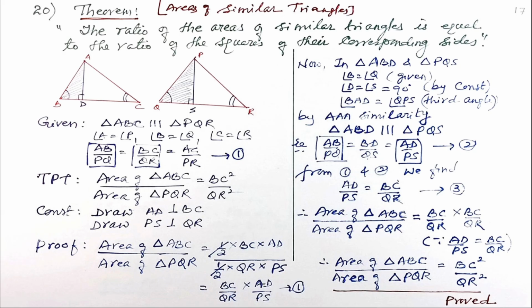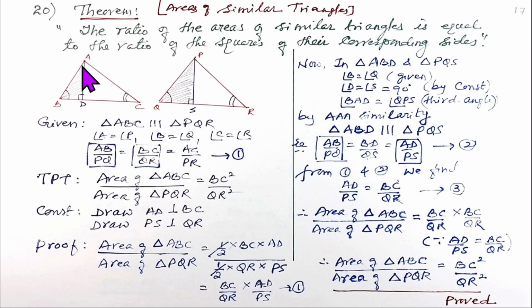The theorem states the ratio of the areas of similar triangles is equal to the ratio of the squares of their corresponding sides. Again I'll repeat, the ratio of the areas of similar triangles is equal to the ratio of the squares of their corresponding sides. Now what is the meaning of this statement? There are two triangles ABC and PQR, they are similar.